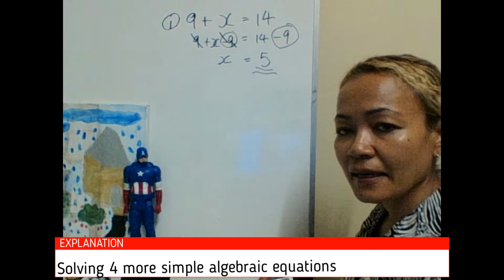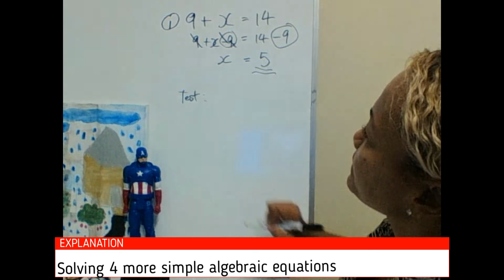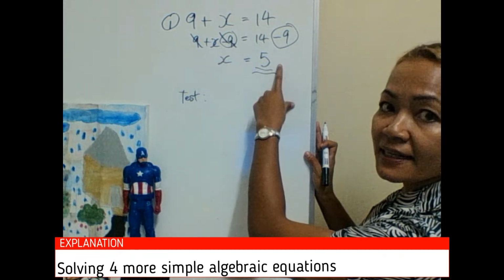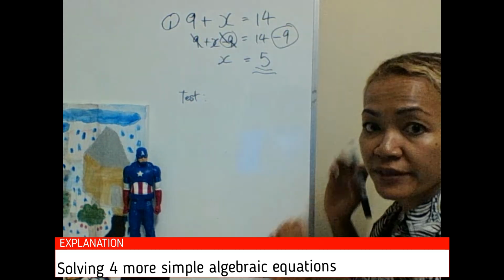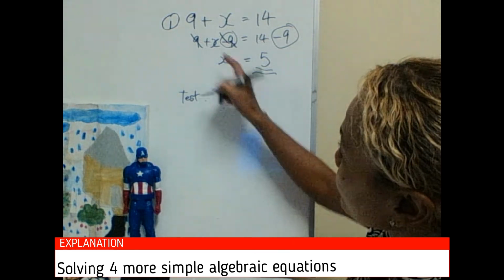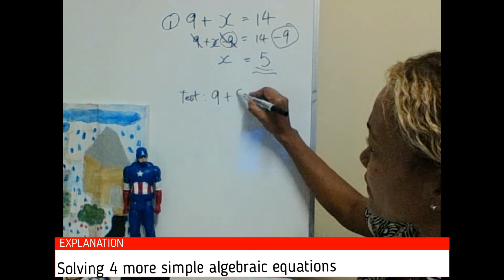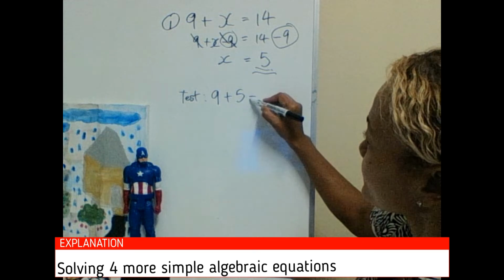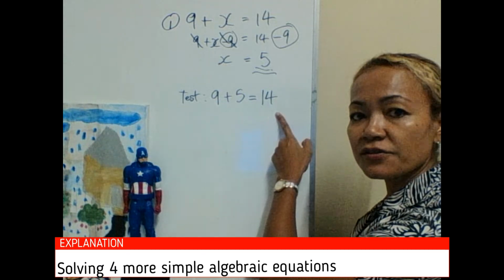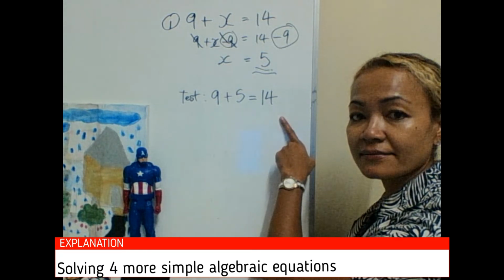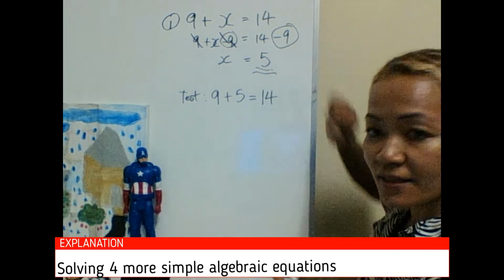That's your answer. But wait, you can test. You can test properly. So test. If this is really the answer, then if I put this 5 where that x is, then the equation should read true. Okay, so let's write out that equation, but now we put 5 where the x is. 9 plus 5 is equal to 14. Does that make sense? Is that true? 9 plus 5 is equal to 14? It is, isn't it? So it confirms this is the correct answer.